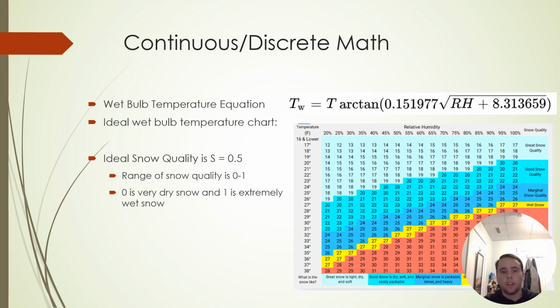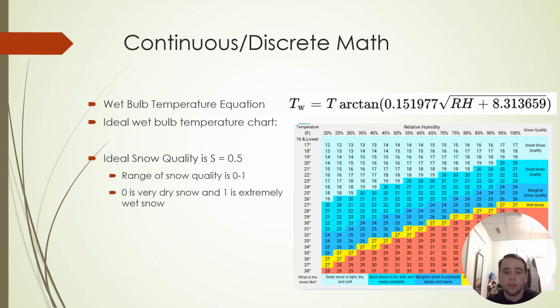Okay, so the wet bulb temperature equation is right there. It's a lot, and it's actually something that's argued over. No one really knows the exact equation because it's all found experimentally. And there's a chart of the ideal wet bulb temperatures. Anything below 27 will produce snow. Even 27 will, 27 degrees Fahrenheit, I should say.